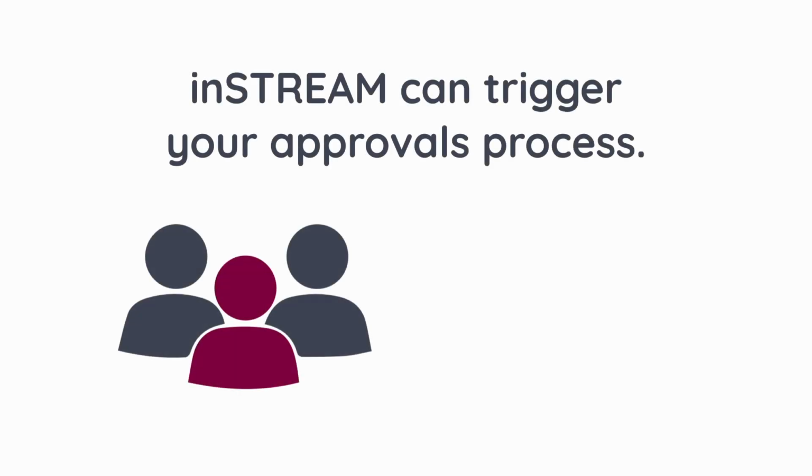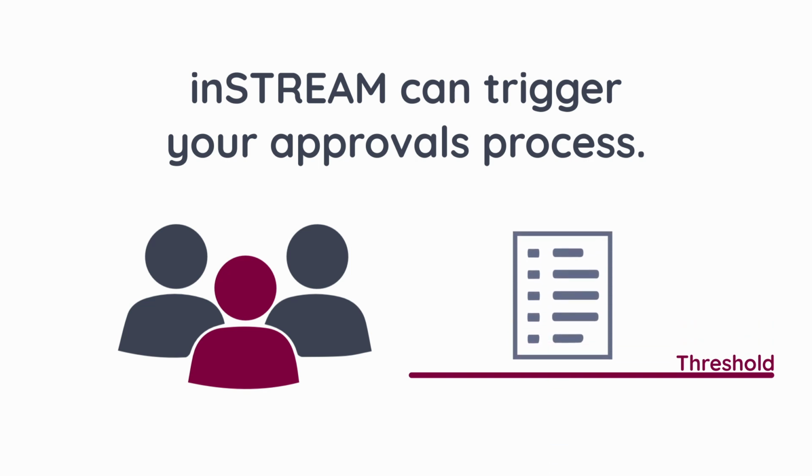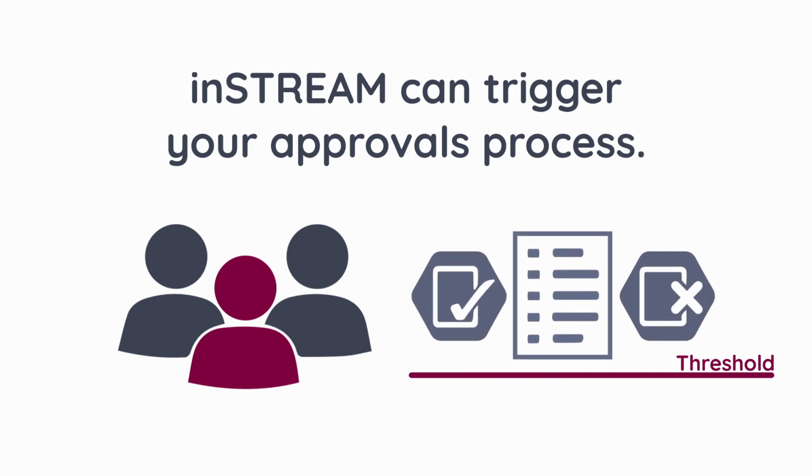InStream can trigger your approvals process. This can include what happens when an invoice value is over a particular amount. Your people are given the opportunity to approve or reject the invoice, and it can go to a second or third level of approval if required.